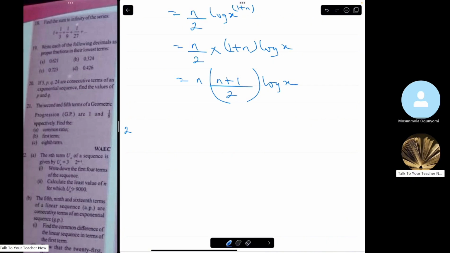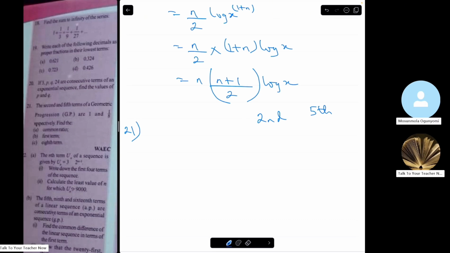21. Can you read the question? The second and the fifth term of a geometric progression. Second and fifth cannot be 10. You are going to take an exam in English too. So if you don't start checking your grammar, you don't want to get A1 in math and A1 in physics, biology, chemistry, and an E in English. So you have to make sure that your grammar is always correct.